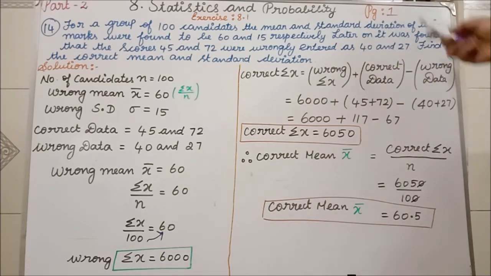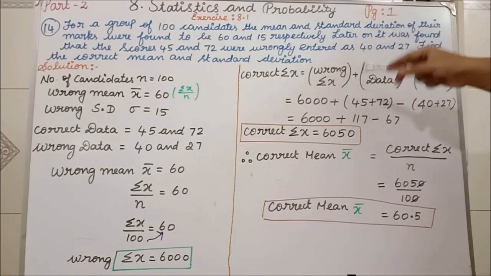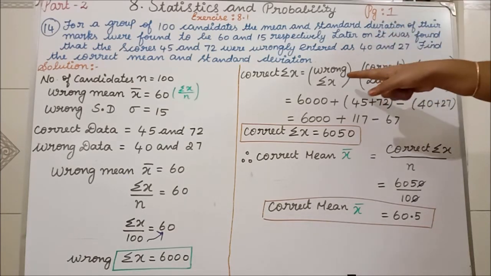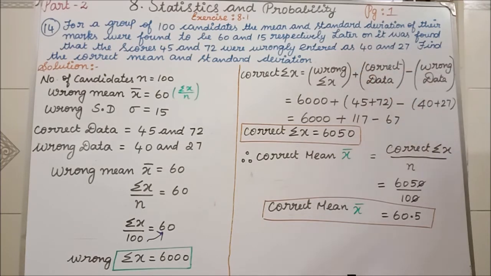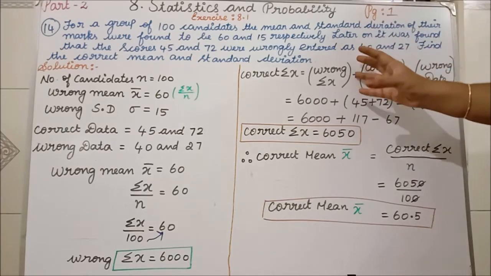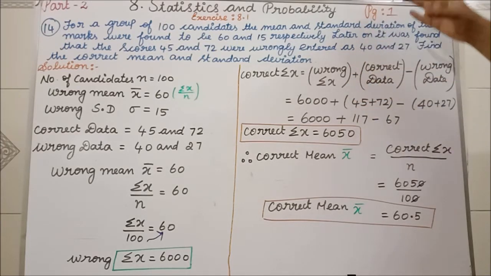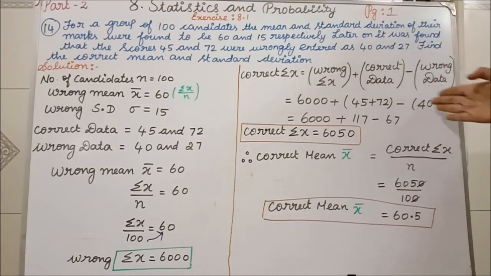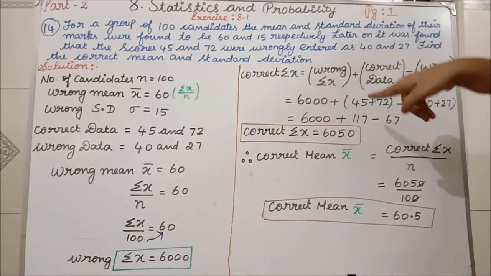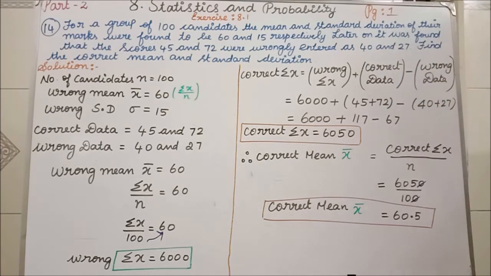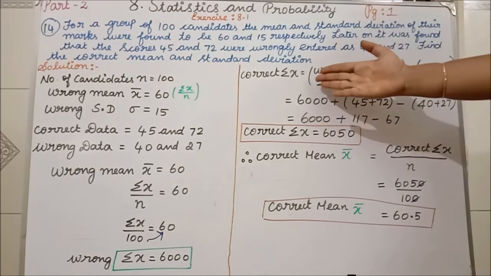This is the wrong summation x. In this wrong summation x, what do we have to add? The new mark, that is, the correct data minus the wrong data. Wrong summation x plus correct data minus wrong data we have to do. Clear? Which means we are taking the wrong value out, and instead of that, we are adding the correct data. That is the meaning. So that we will get the correct summation x.